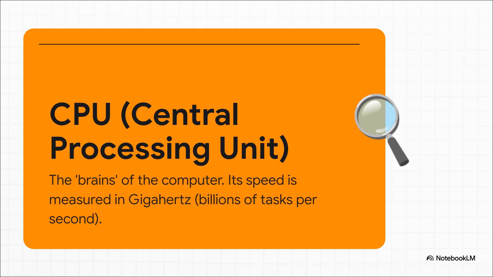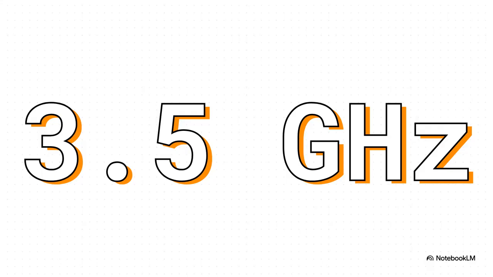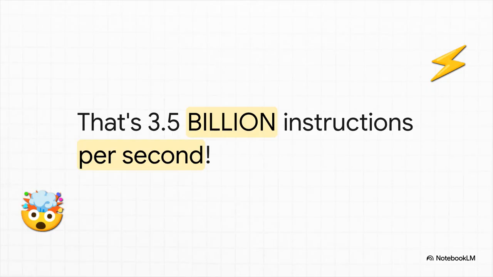So just how fast is this brain we're talking about? Well, a CPU's speed is measured in something called gigahertz, and that number tells you how many instruction cycles it can chew through every single second. And honestly, the scale of this is just mind-boggling. For example, a pretty standard speed for a decent laptop today might be something like 3.5 gigahertz. It's just a number you see on the box, but what does it actually mean? It means that every single second, that little chip can process 3.5 billion commands. With a B.